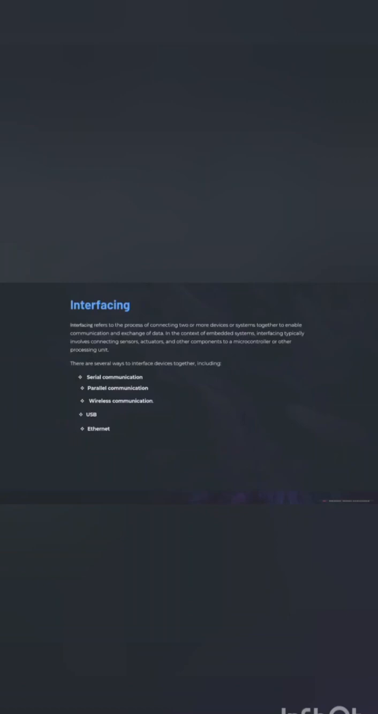Interfacing. Interfacing refers to the process of connecting more devices or systems together to enable communication and exchange of data. In the context of embedded systems, interfacing typically involves connecting sensors and other components to a microcontroller or other processing units. There are several ways to interface devices together: serial communication, parallel communication, wireless communication, USB, and Ethernet.